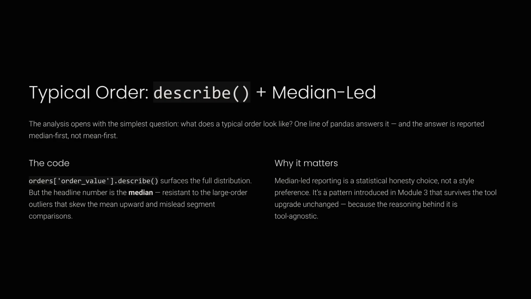Let's begin our analysis by looking at typical order behavior. We use the describe method to surface the full distribution, but we report the median first. This is a choice of statistical honesty, ensuring our headline numbers remain resistant to outliers.